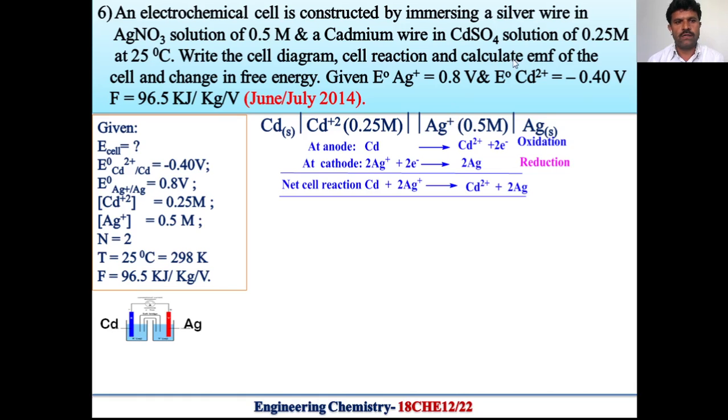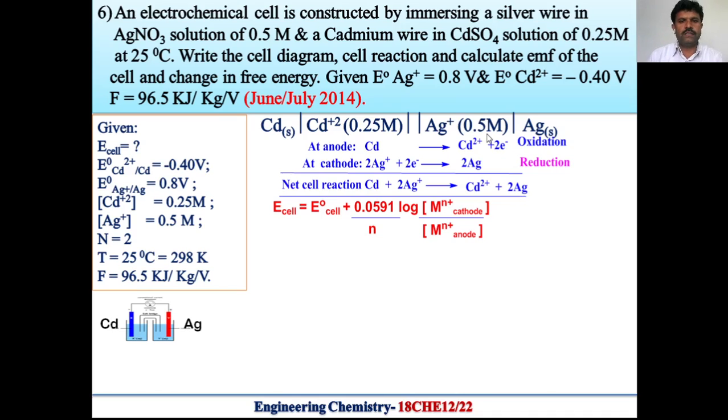And the other one is the cell reactions. Here cadmium is the anode, it will undergo oxidation. So Cd gives rise to Cd2+ plus it releases 2 electrons. On the other side, the Ag+ ions at the cathode will react with electrons and become Ag. Here 2 moles of electrons are released, hence 2 moles of Ag+ will react with the 2 released electrons and become 2 Ag. The net cell reaction is Cd plus 2 Ag+ gives Cd2+ plus 2 Ag.